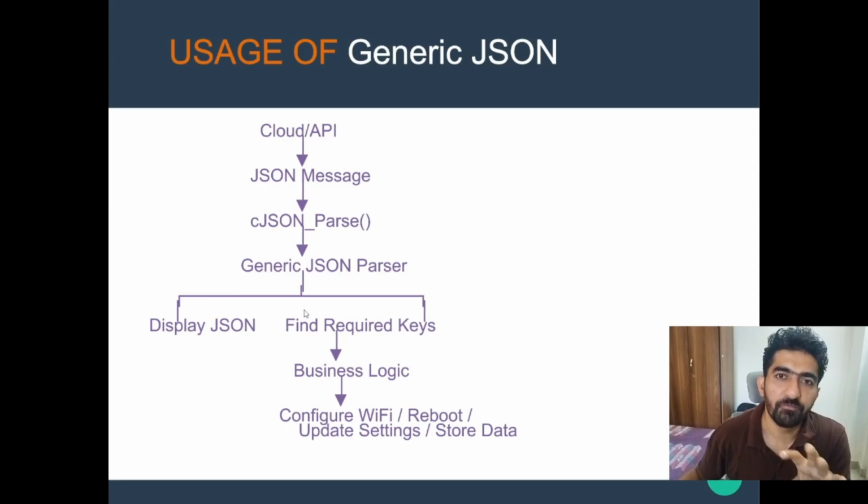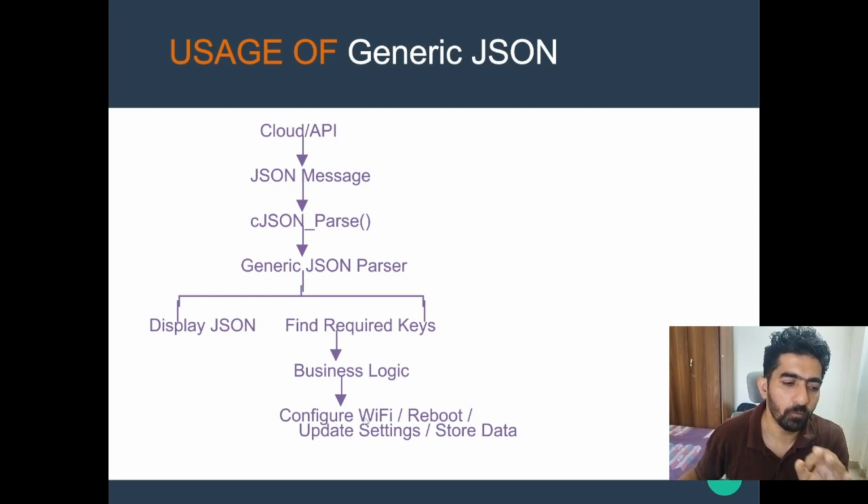Okay. So if not, we have to find our required keys. For example, we have some key of connected clients, something like that, and we want to know what the connected clients are in that JSON data, whichever is coming. So we'll search for that key in that whole JSON data, and we'll get that key and put in our business logic.